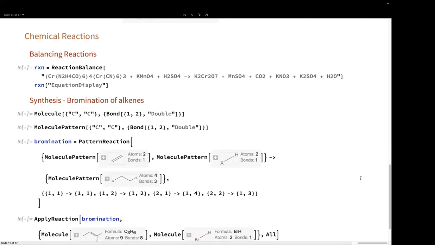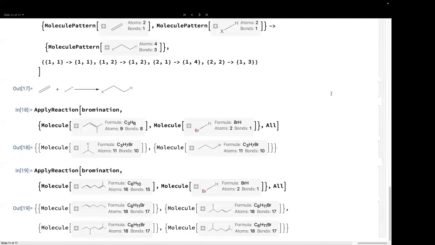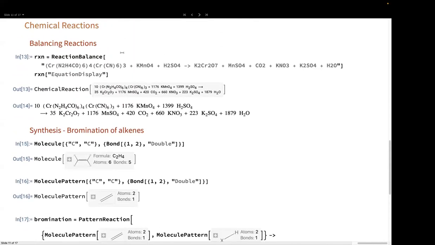We also have some really neat tools for doing chemical reactions. And let me scroll back up. We can balance reactions that are really complicated. Here, this is one from the chemical education literature that moves around 1300 electrons in some god-awful redox reaction, and it just balances it straight off.